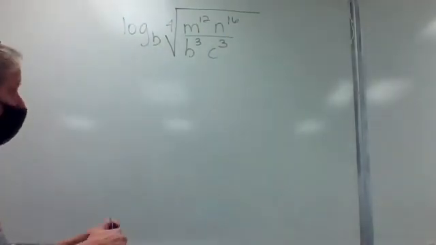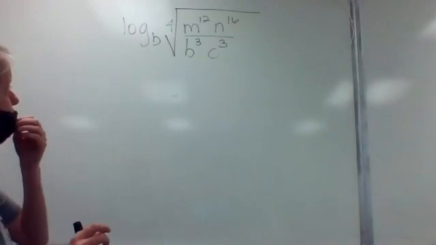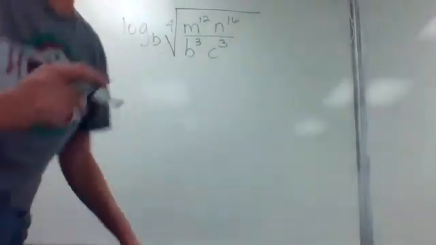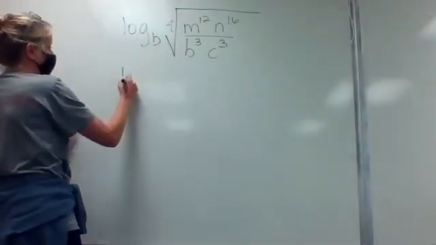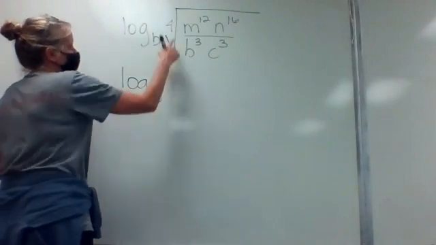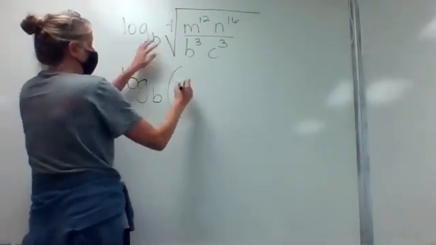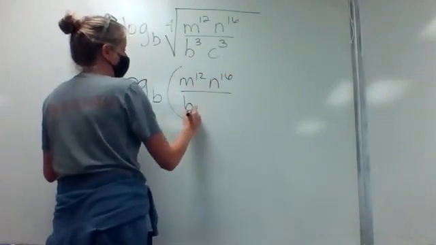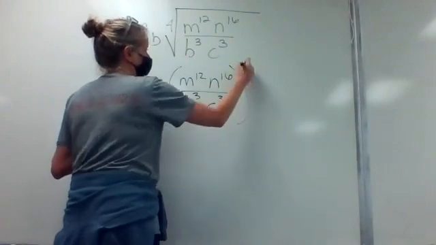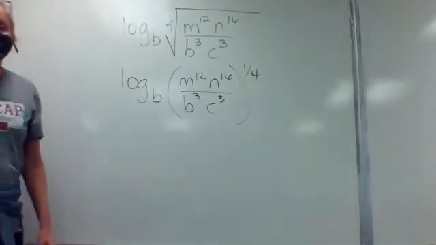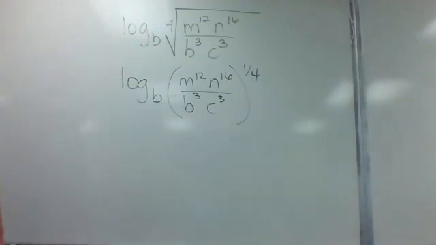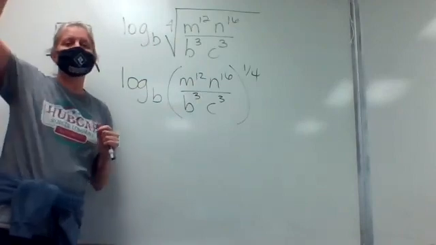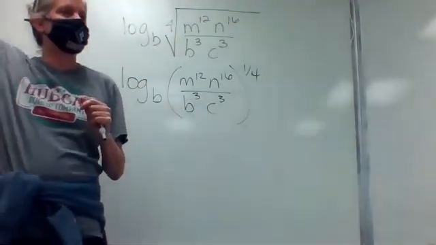So we have the log base b of the 4th root of m to the 12th, n to the 16th over b to the 3rd, c to the 3rd. So the first thing, just like the last one that was a radical, I'm going to change this. Instead of everything in there to the 4th root, everything in here is going to be to the 1/4 power. Now, also, just like the last one where we had multiple exponents, I need to go through each letter and multiply its exponents together.